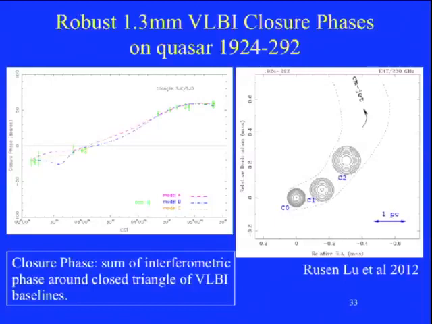And using those kinds of observables, we've actually used the EHT to measure the innermost jet of this quasar calibrator. And you can see the closure phase deviates from zero. Zero would be if we had a point source or a circularly symmetric source. We clearly see this source cannot be symmetric. And that is the key to these three-component models that we're now building for these quasars. This is work done by a postdoc of mine at MIT, Rusen Liu.